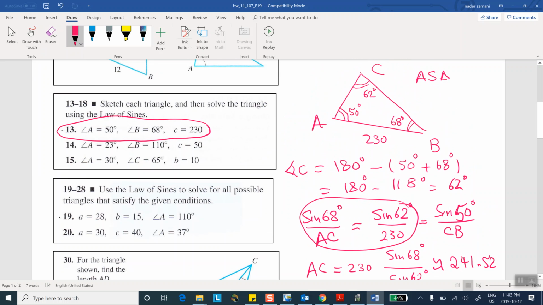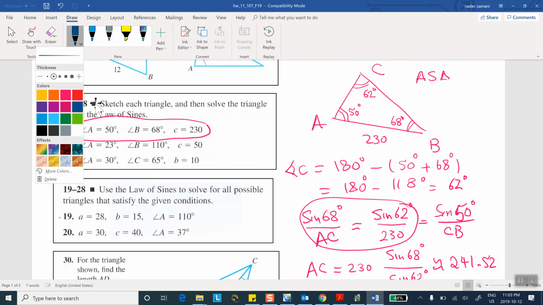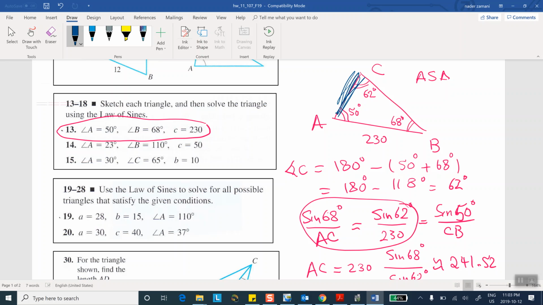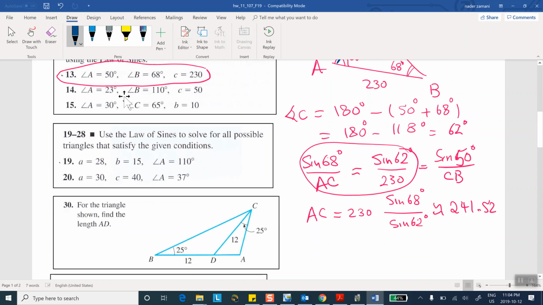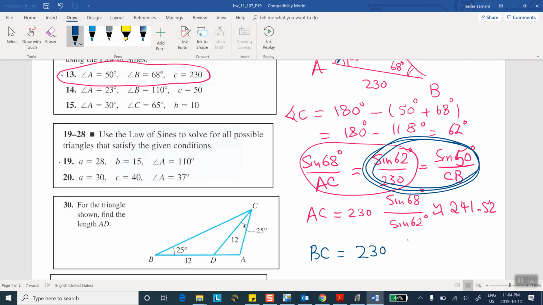AC was here. We found this side. The only thing that's left is to find the side BC right there. We go to this equation and we get BC equal to 230 sine of 50 divided by sine of 62 degrees.